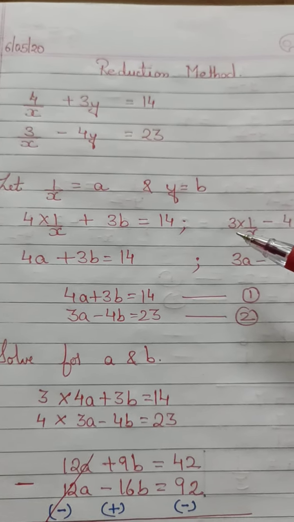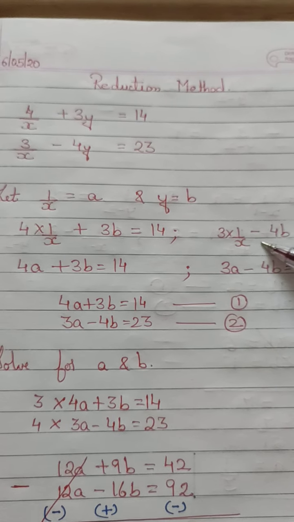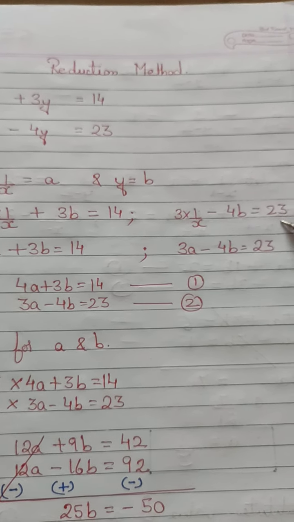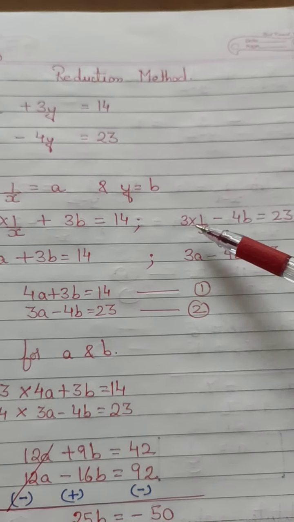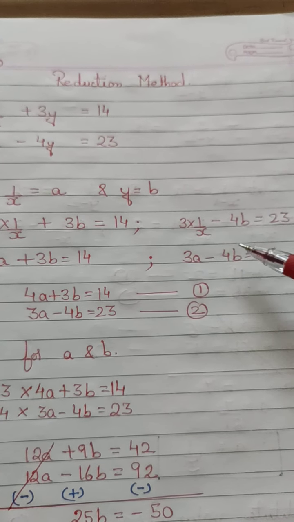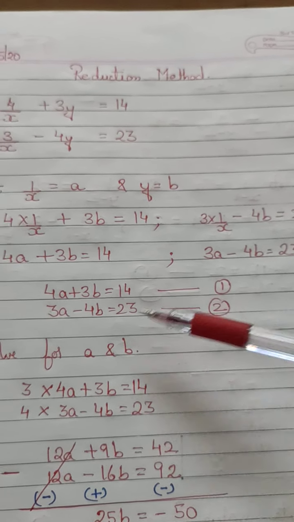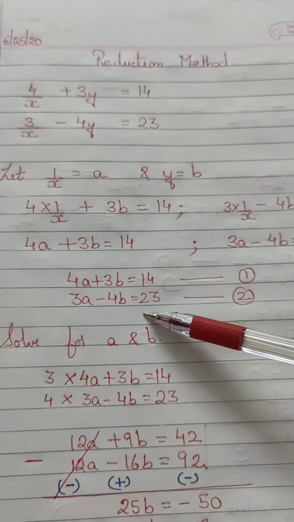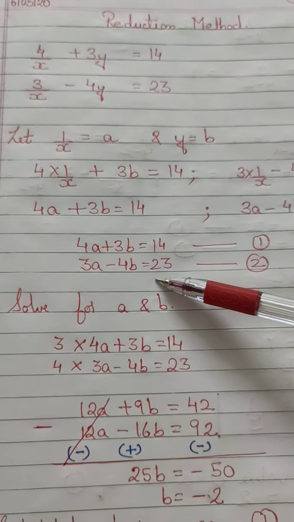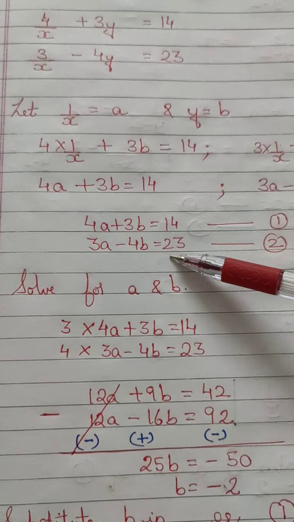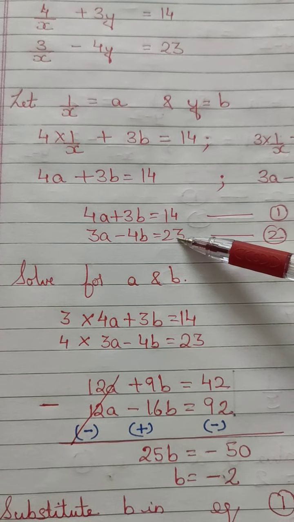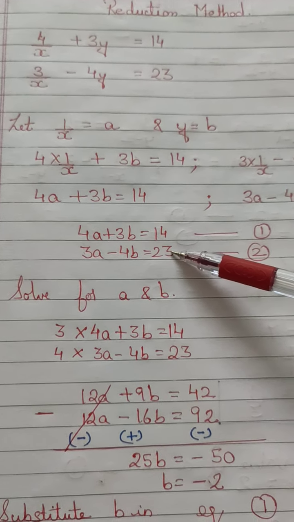Similarly, the second one, 3 into 1 upon x minus 4b is equal to 23. 1 upon x is equal to a and y is equal to b. So 3a minus 4b is equal to 23. So this is my second equation. I hope everybody has understood. Now I will be solving for a and b by any of the algebraic methods which we have learnt.